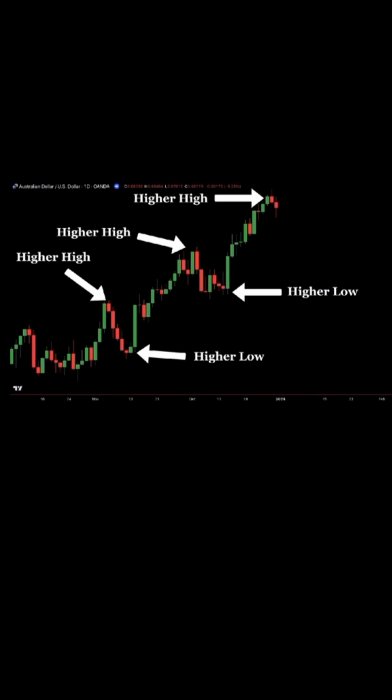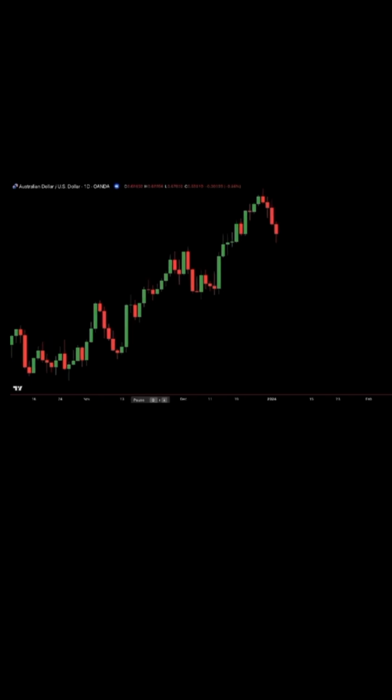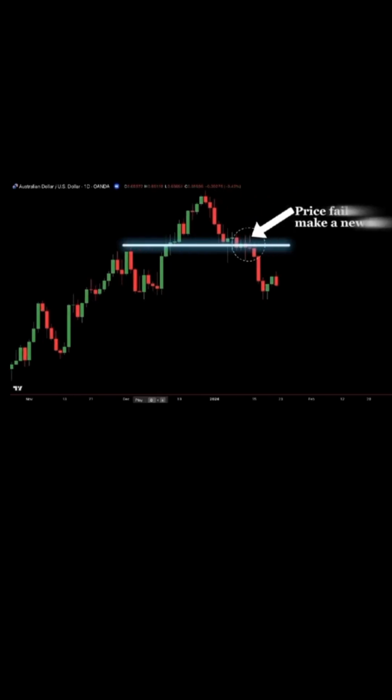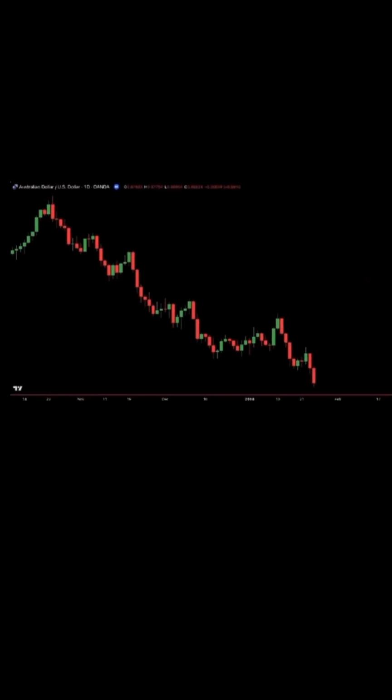An uptrend stays valid as long as price continues making higher highs and higher lows. If price fails to make a new high and starts creating lower lows, it could be a sign that the trend is weakening. A downtrend is the opposite.